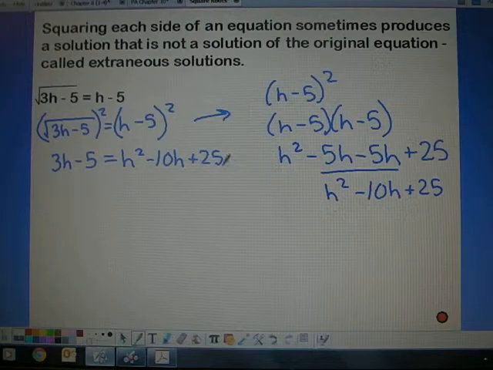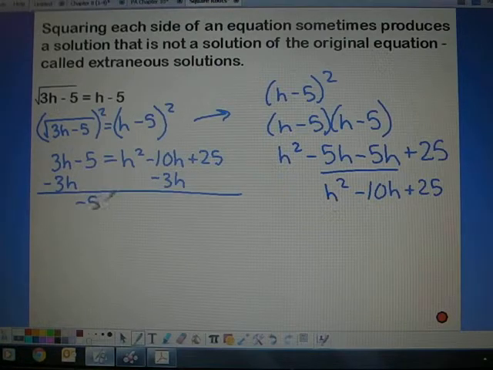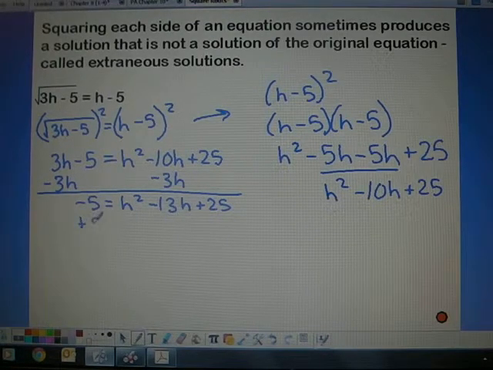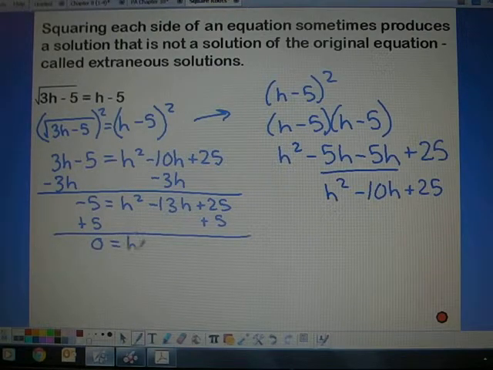So I'm just bringing that over now. Because I have an h squared and an h and a constant, the only way that I'm going to be able to solve this is by factoring. And to factor, what I have to do is get it equal to 0. I'm going to subtract 3h to both sides, put that right with my other h. Add 5 to both sides. Now I have it equal to 0.